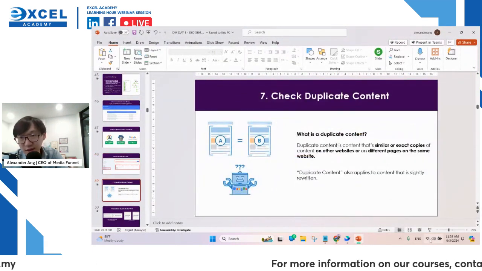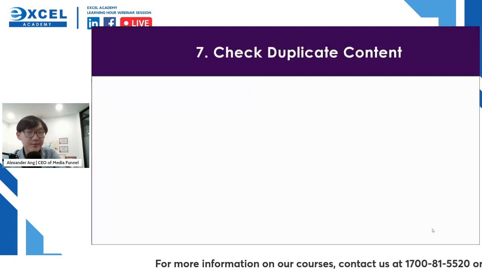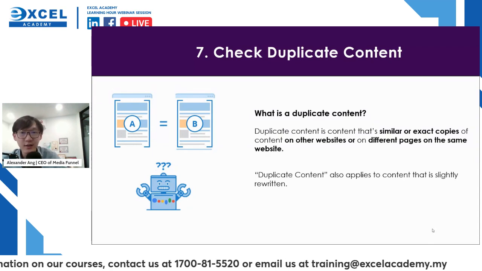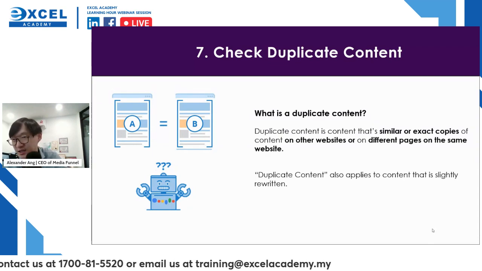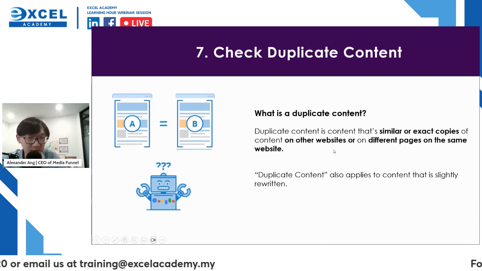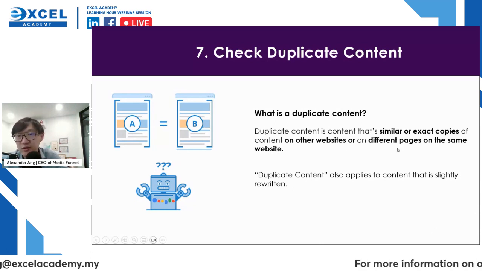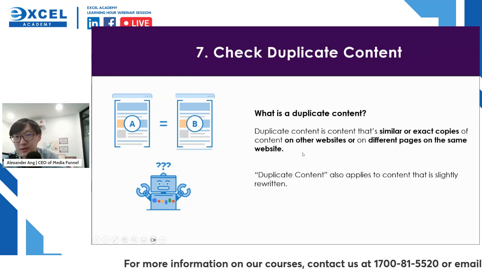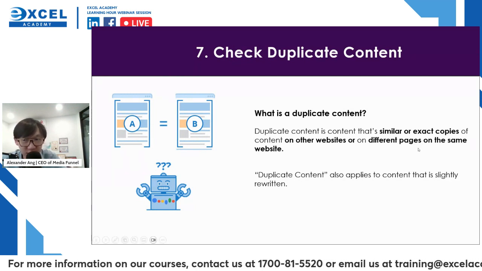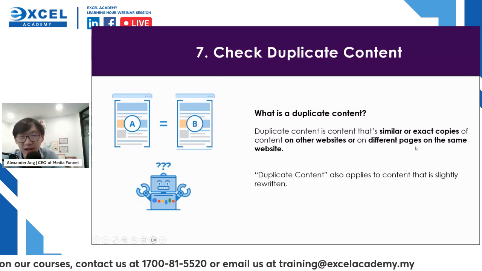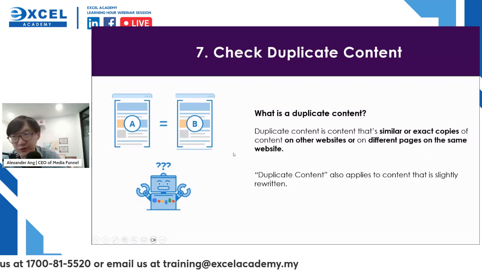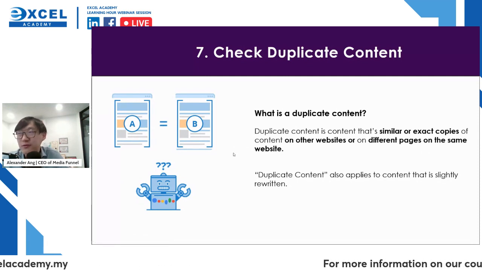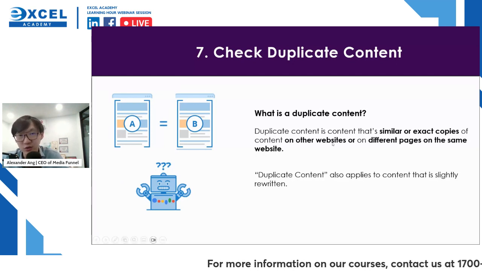Next one is to check duplicate content. If your website has duplicate content, Google doesn't know which one to rank. Duplicate content is content that is similar or an exact copy of another website or of your own website, on different pages or on the same website. The scenario we will talk about is similar or exact copies on the same website. Duplicate content also applies if you only slightly rewrite. So next time when you publish an article, don't just copy and paste. Even if you make some changes, it will still be considered duplicate content.